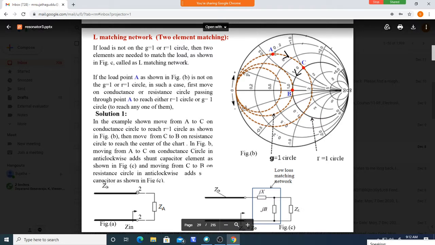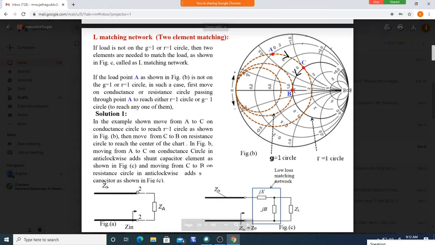Similarly, you can go like this also. You should see whether we can reach either the G equal to 1 circle or the R equal to 1 circle. Now if I move like this, I can reach the G equal to 1 circle here. So you can move from here to here, then from here to here. That is also another solution. We can have multiple solutions.